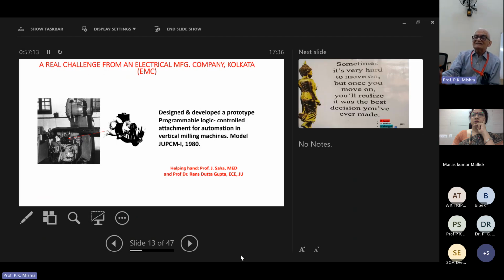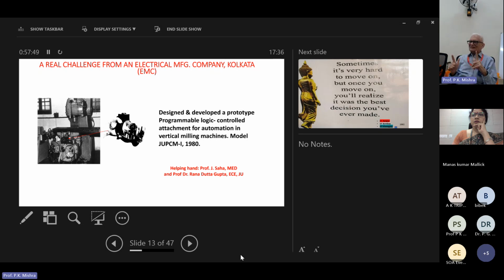Then I started this very interesting problem. I solved it for EMC. I don't want to name who, but it is one of the top electrical component manufacturers in Calcutta. I don't want to name the person. And this went into a problem when there was a fight between CPM and Congress.